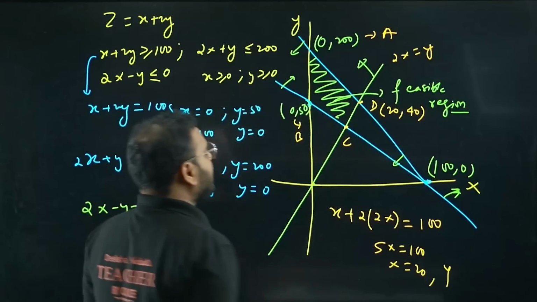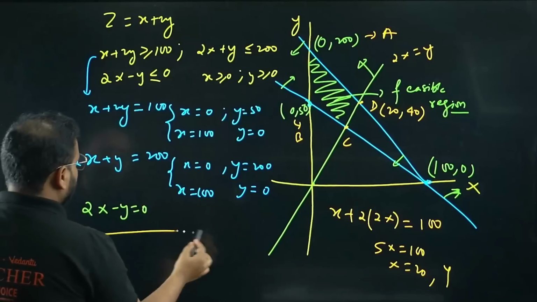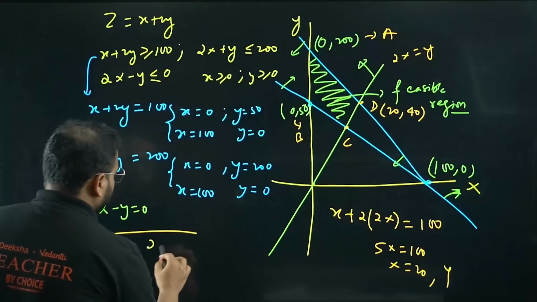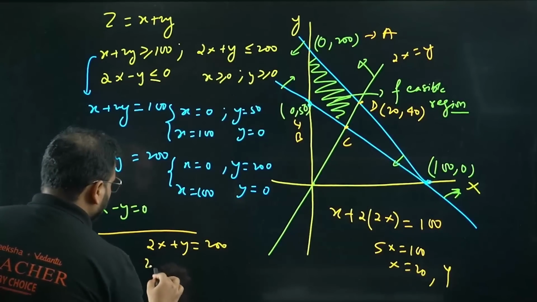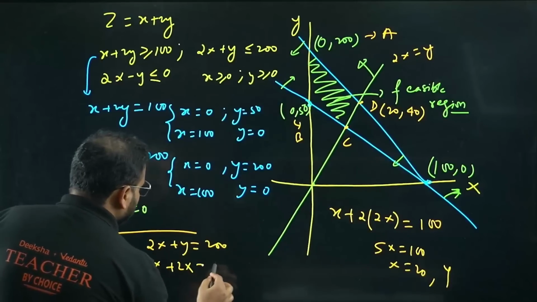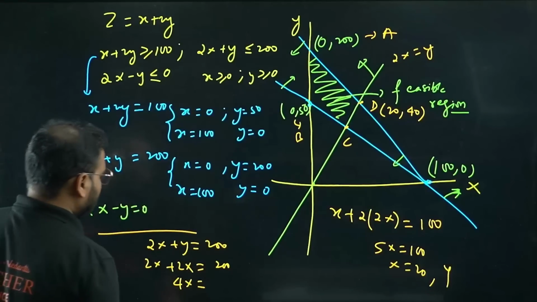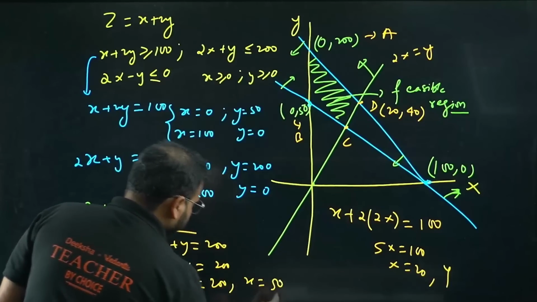Okay. What about the C point? Please check. C point will become, with the second equation, please check. I'm getting 2x plus y. Y is 2x, no? So we have 2x plus y equal to 200. In this you put 2x plus 2x equals to 200. 4x equals to 200, which means x equals to 50.